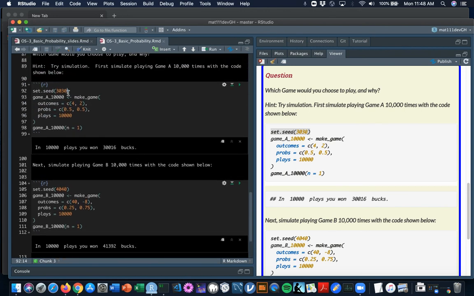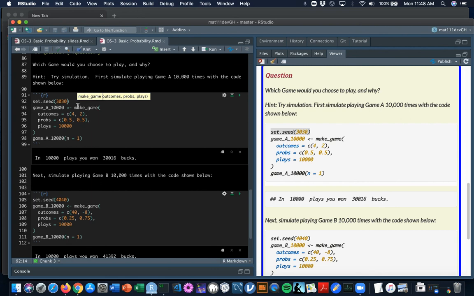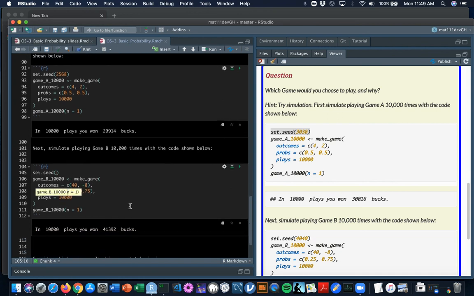By the way, you can set the seeds to other things to just be more sure about stuff. Like you could set the seed here to 2568. And then when you run this first code chunk, it's going to give you a little bit different random results because you started with a different seed. You can also try it down in the game B 1000. You could set the seed to 5673 or whatever. And it'll give you a little bit different results. But notice that the game B is still coming out with more bucks.